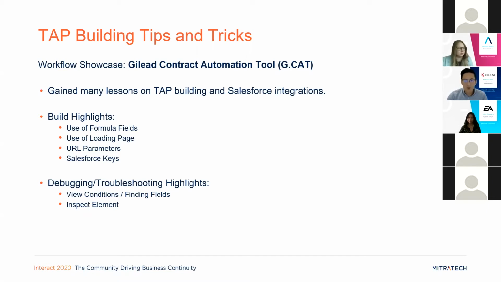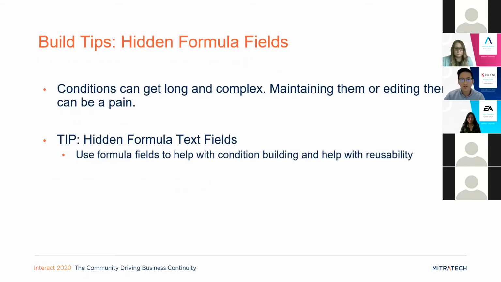So we'll talk about formula fields, how to use that, using a loading page for your TAP form, utilizing URL parameters, some tricks around Salesforce keys, and then we'll look at some debugging tips and tricks, so like view conditions, finding fields, and then also how to use your browser's developer tool, inspect element, to kind of hide and show some features. So the first thing I want to jump into is the formula fields.